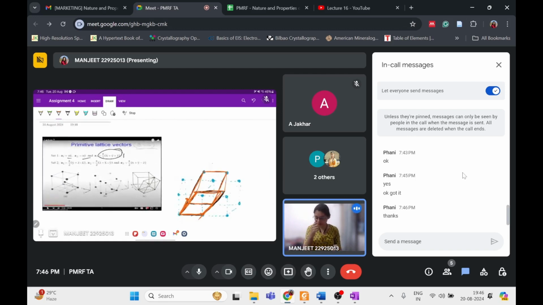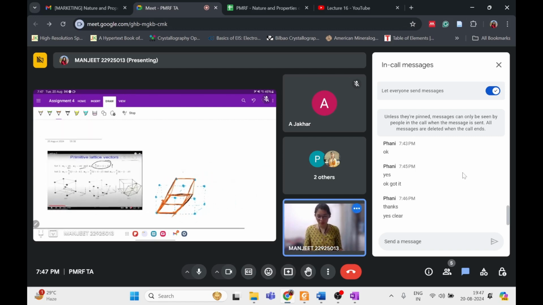Hope this is clear to you. The second one is here. It is also shown in the diagram one already. Is part B set two clear or not? Yes. Okay.